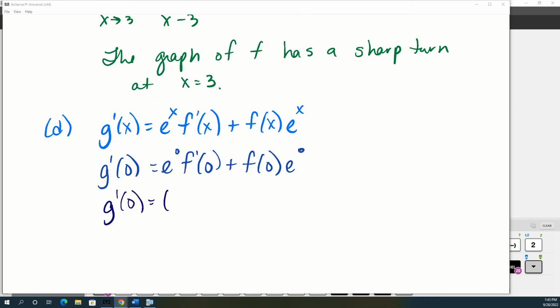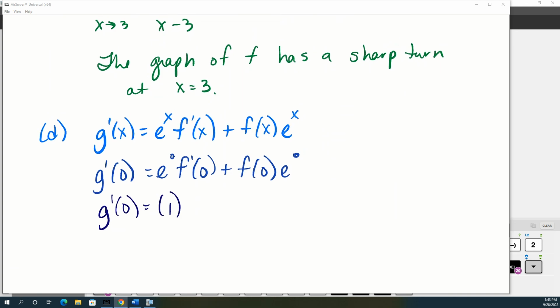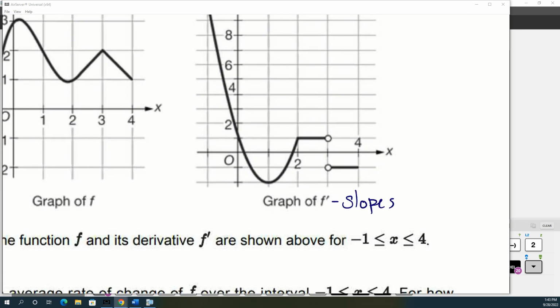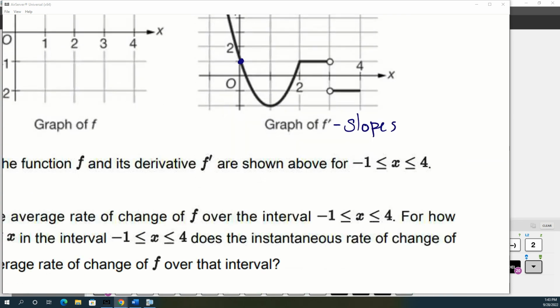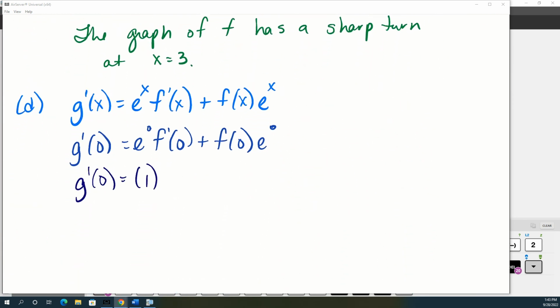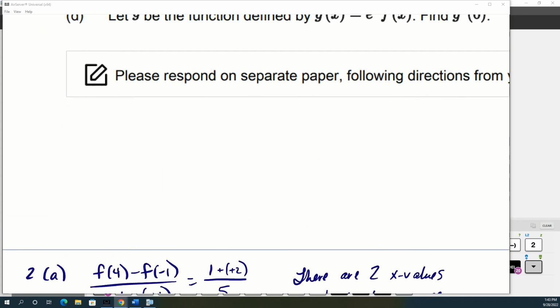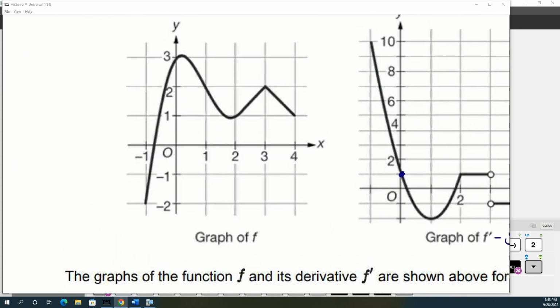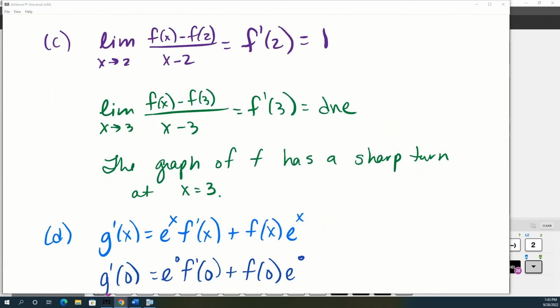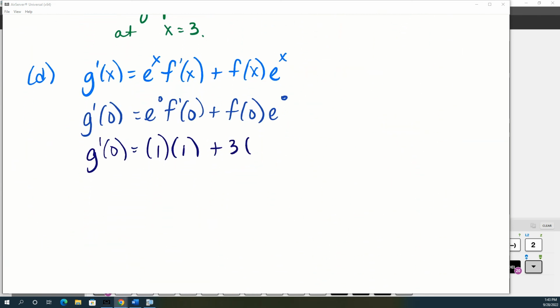So e to the 0 is 1. f prime of 0, let's go to the f prime graph. f prime of 0 is 1. All right, f of 0, we're going to go to the f graph. f of 0 looks like it's 3. We're going to say it's 3. And e to the 0 is 1. So looks like that is just going to be 4. And that's how you do the second free response question.